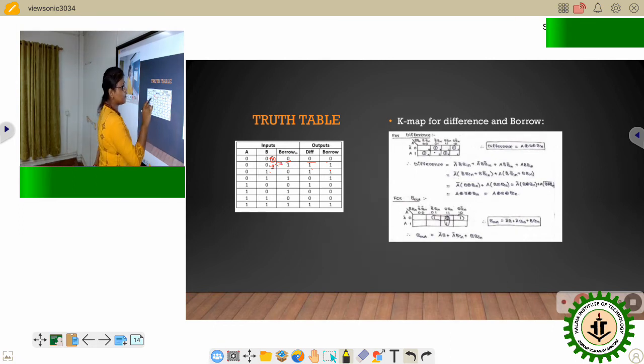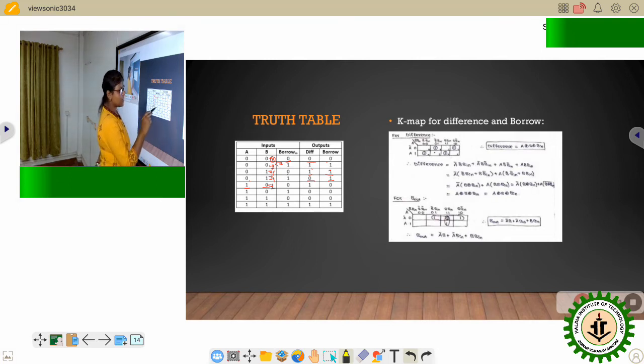So in the case of this 0 1, the difference will be 1 and the borrow will also be 1. And 1 minus 0 is equal to 1, so 1 will be the difference and borrow will be 0 in that case. Now in the case of 0 and 1, we get the difference as 1 and the borrow as 1, and 1 minus 1 is equal to 0. We get the difference as 0 and the borrow as 1. In the case of 1 minus 0, we get the difference as 1, but there is no borrow because 1 is greater than 0.